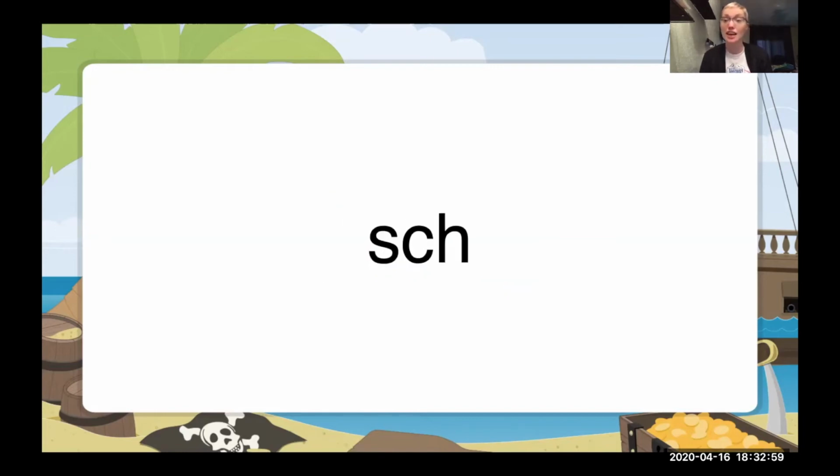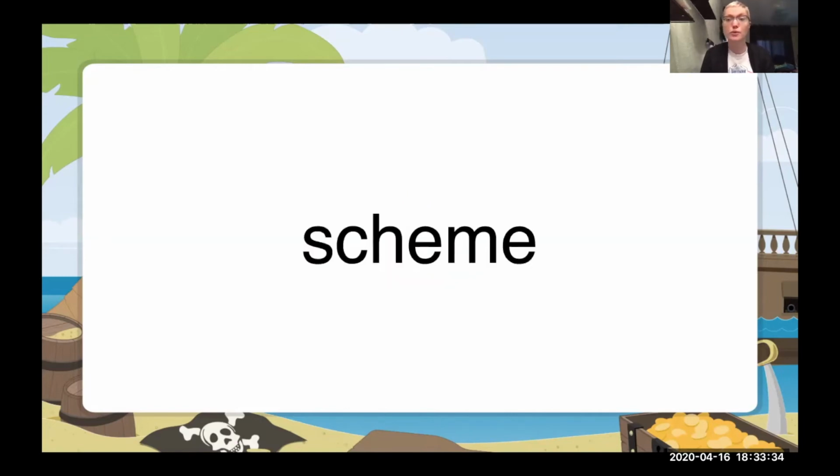The digraph CH can also be joined with the letter S to make a digraph blend. So remember that in S blends, the S always comes first. So when CH is joined with the letter S, it's going to make a sk sound. So similar to an SC or SK blend sound. So the example word for this digraph blend is the word scheme.